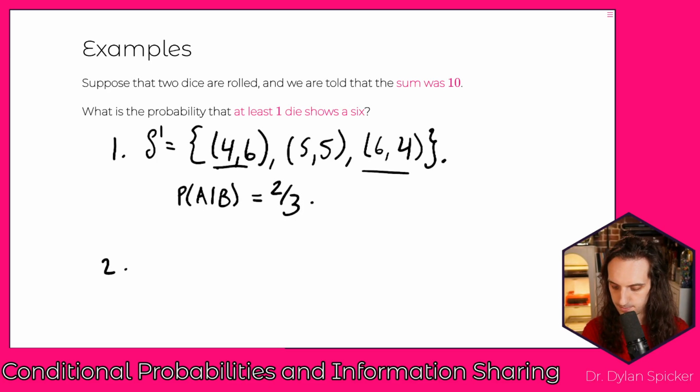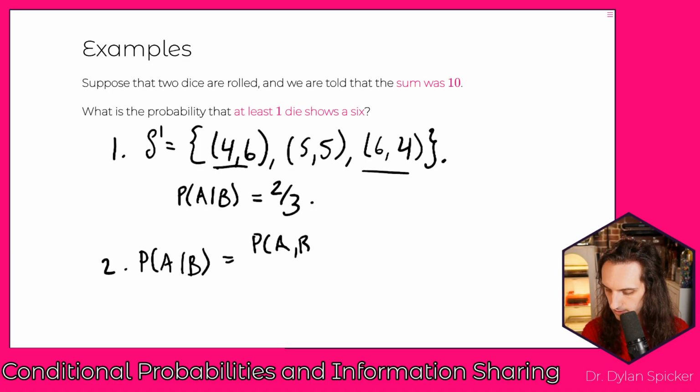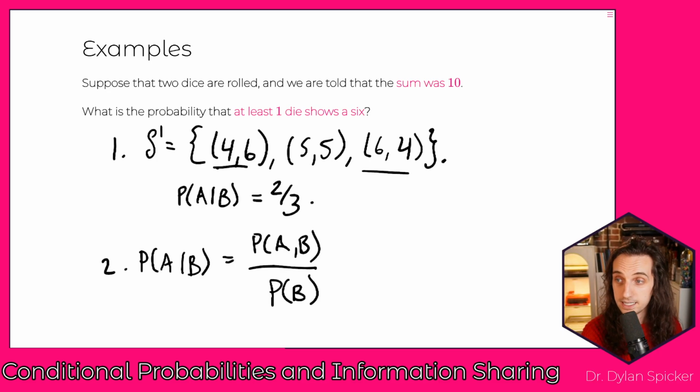Well, we could have said that the probability of A given B is going to be the joint probability of A and B divided by the probability of B. Okay? In this case, A is the event that at least one 6 shows, and B is the event that the sum is 10. Okay, and so how many different combinations are there in total? Well, there is a total of 36 combinations.